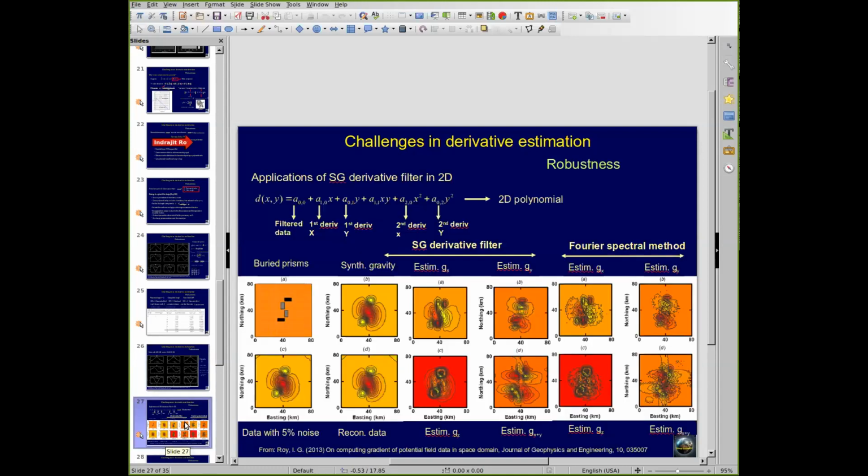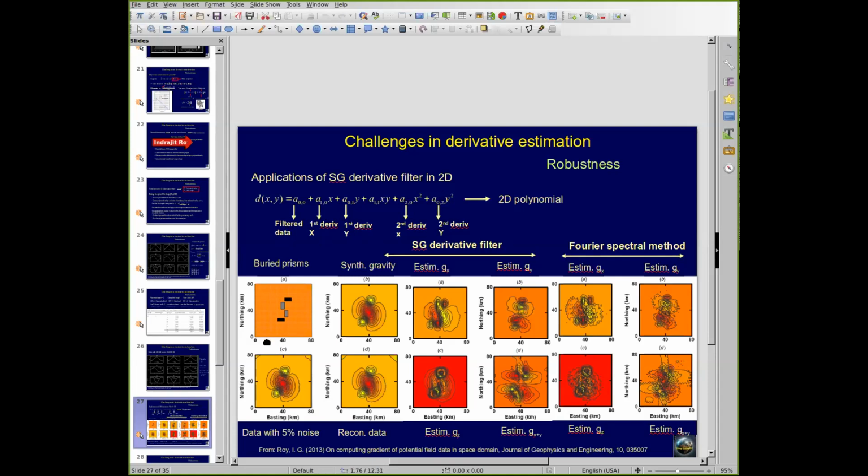This SG derivative filter can be used not only in a 1D situation, but also in 2D. And the 2D polynomial is what I'm showing here. The most interesting thing is that the coefficients of the polynomial, A00, become the filtered data; A10 is the first order derivative in X, A01 in Y, and therefore you can measure the total derivative. And these are A20, the second derivative in the X direction, and A02, the second derivative in the Y direction.